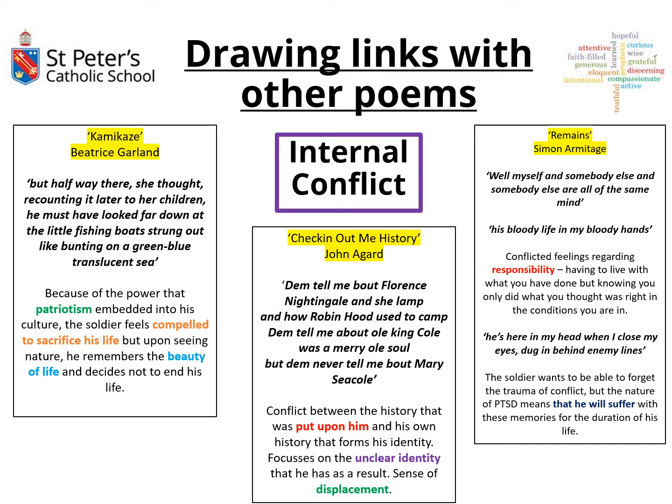"Then checking out my history again, them tell me about Florence Nightingale and her lamp and how Robin Hood used to camp. Them tell me about Old King Cole was a merry old soul, but them never tell me about Mary Seacole." So there is conflict here for John Agard between the history that was put upon him and his own history that forms his identity. So the focus here is on the unclear identity that he has as a result.